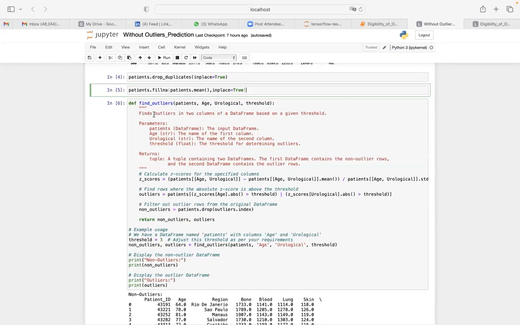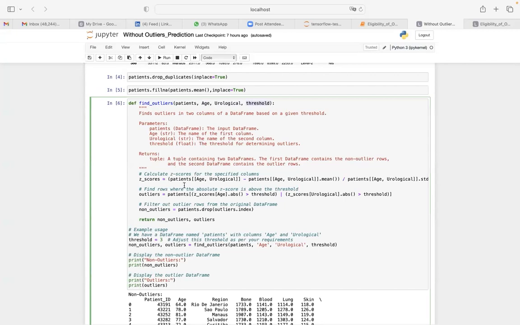I've clearly commented this function because some of you might be having issues with how I've designed it. So I'm defining a function to find outliers. I am feeding this function with the patient's data, the entire data, and I'm focusing on two columns, age and urological, and then I'm setting up a threshold value. We'll discuss what a threshold is.